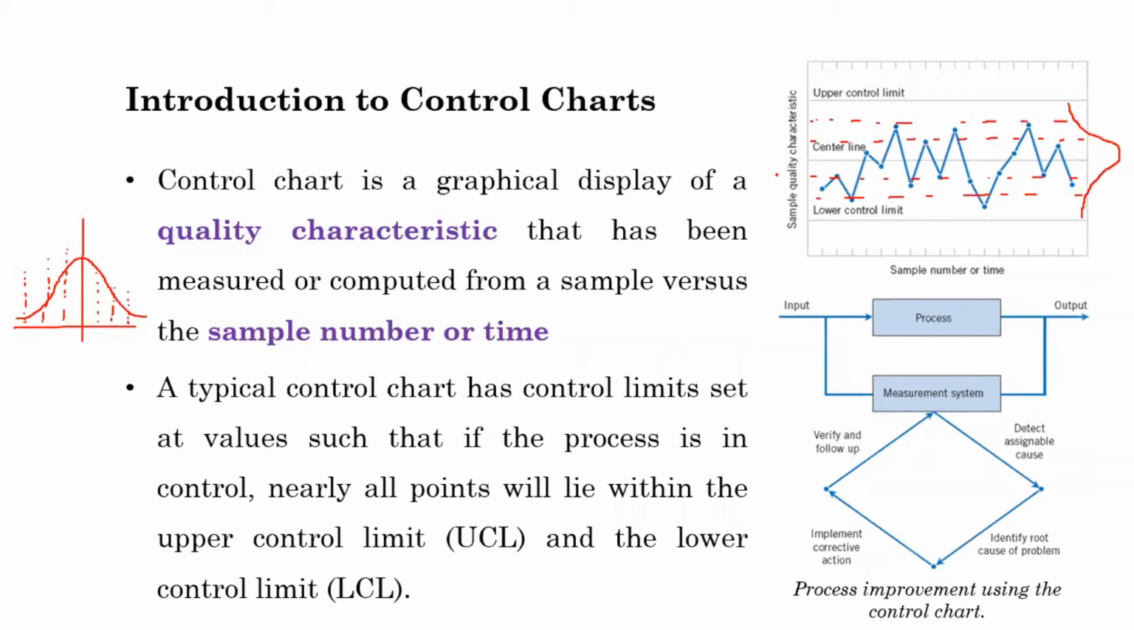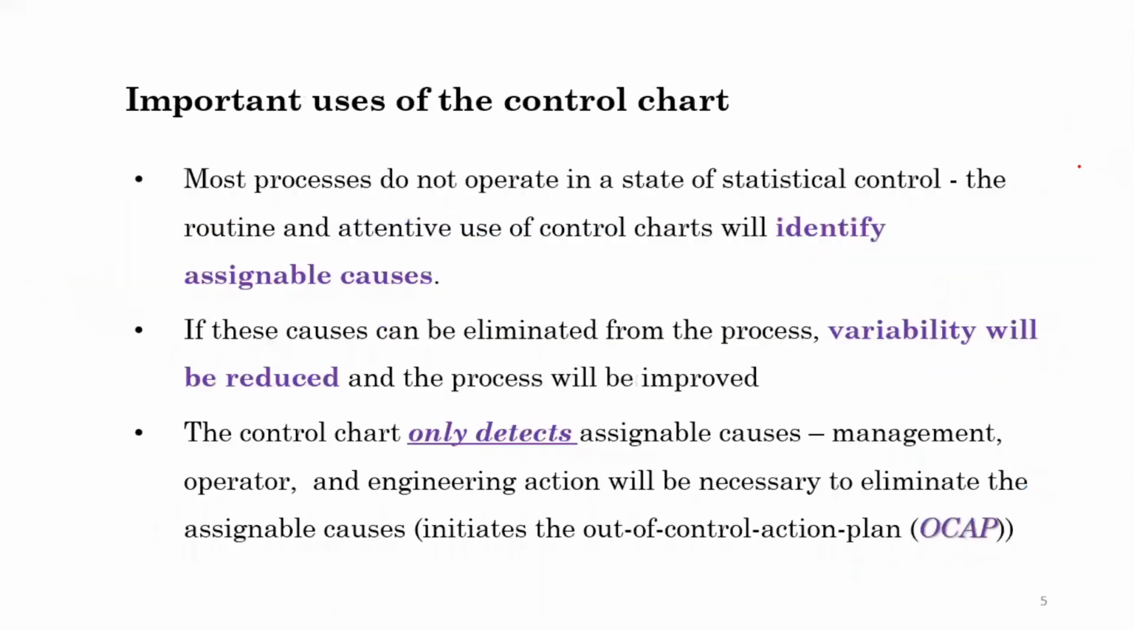So these are the regions that we are talking about. We'll look at them later on. You could invert this one 90 degrees and have a look at the distribution of these data points along the center line. So why do we use this control chart?